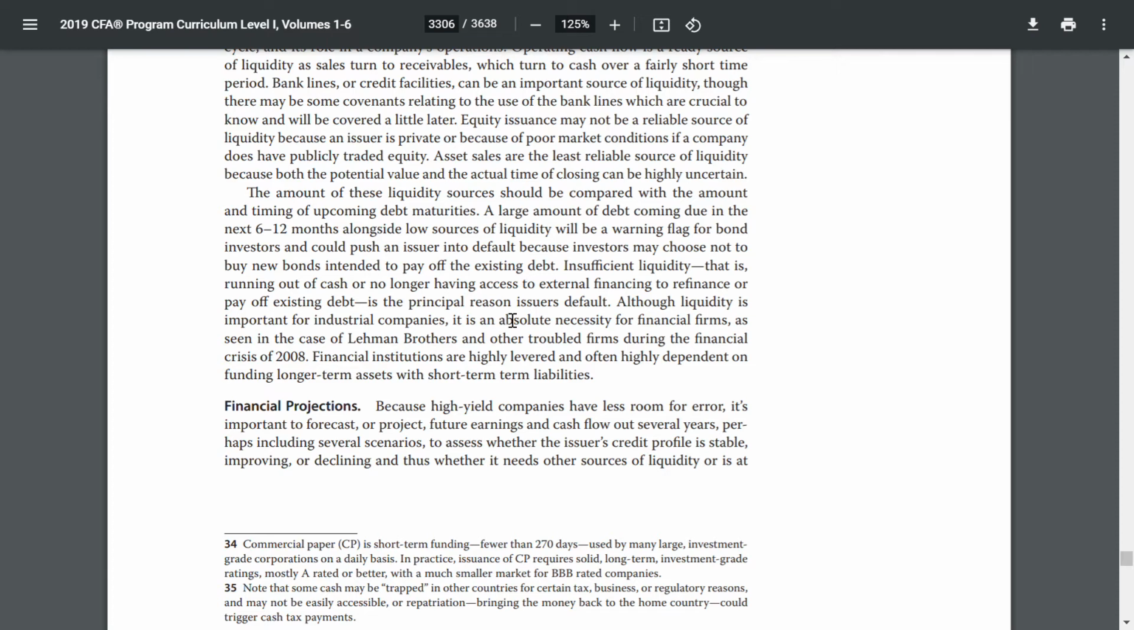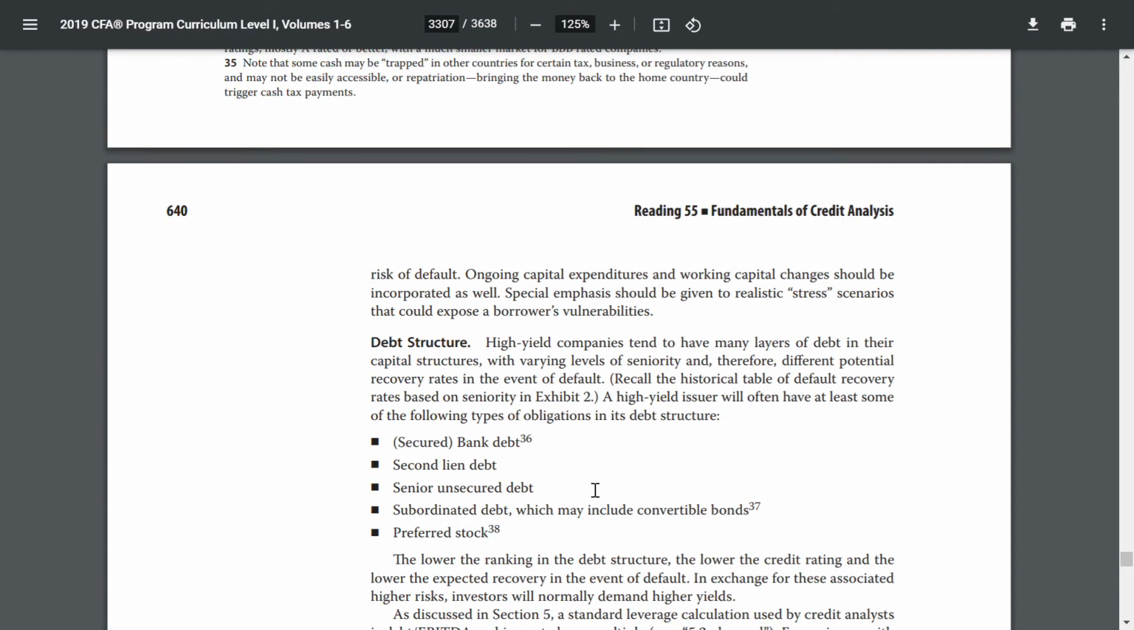Financial institutions are highly leveraged and often depend on funding longer-term assets with short-term liabilities. Financial projections: because high-yield companies have less room for errors, it's important to forecast or project future earnings and cash flows out several years, perhaps including several scenarios, to assess whether the issuer's credit profile is stable, improving, or declining, and thus whether it needs other sources of liquidity as a default risk.